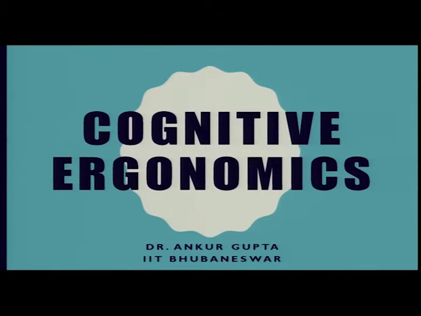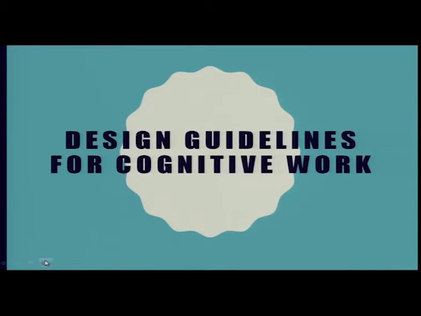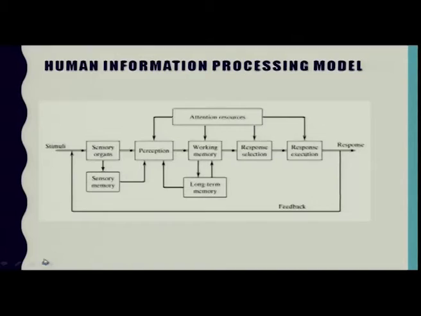So as per our previous coverage, we covered the human information processing model to a large extent. Based on the various components of the human information processing model, we initiated our discussion, and in discussing those components, we also covered some of the guidelines in that particular task. So we will start with design guidelines for cognitive work.